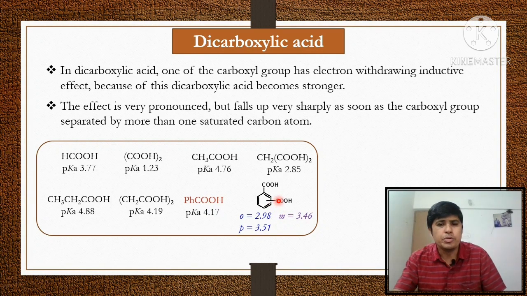Now these are disubstituted benzoic acids. We may have phthalic acid, isophthalic acid, and terephthalic acid. Phthalic acid has pKa 2.98, isophthalic acid, that is meta, has pKa 3.46, and terephthalic acid has pKa 3.51. So phthalic acid is much stronger than isophthalic acid, the meta substituent, and terephthalic acid, the para substituent, is weaker than meta. So ortho is stronger than meta and meta is stronger than para. This is the acidity of dicarboxylic acids.